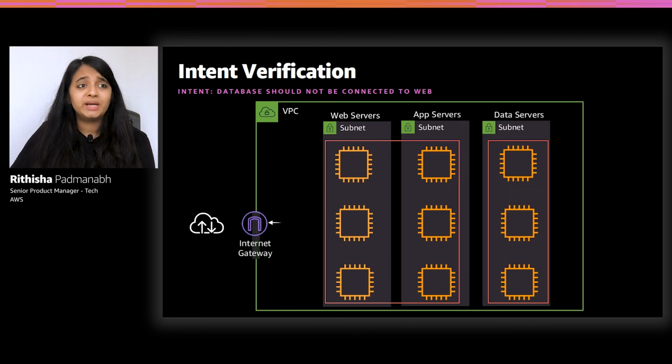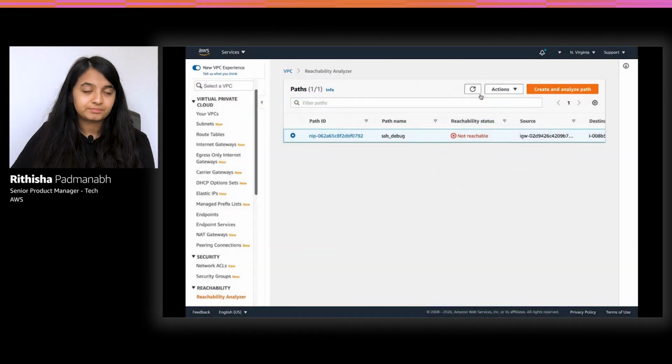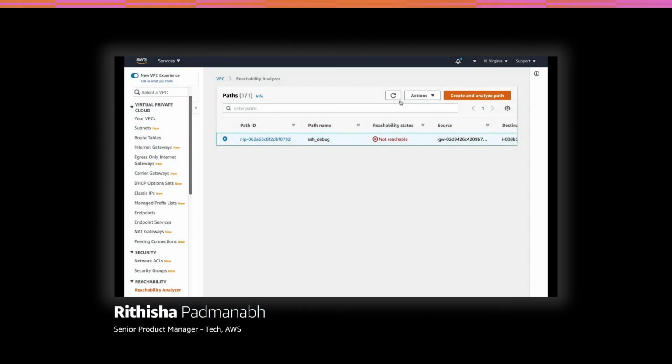However, while you might intend to configure this, how can you be sure that your intent is not violated? For that, you can use Reachability Analyzer and input the source as an instance in your database tier and the destination as an instance in your web tier. Let's take a look at it on our console.